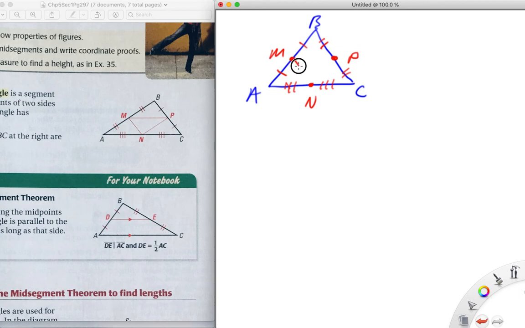And if I was to draw a line from M to N, this line here would be the midsegment. If I was going to draw a line from M to P, this line would be a midsegment. If I was going to draw a line from P to N, this would be a midsegment too. So the midsegments in this case would be MP, PN, and MN.